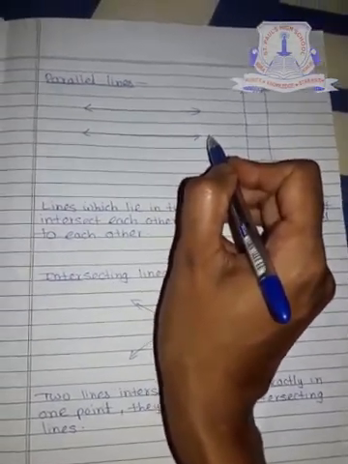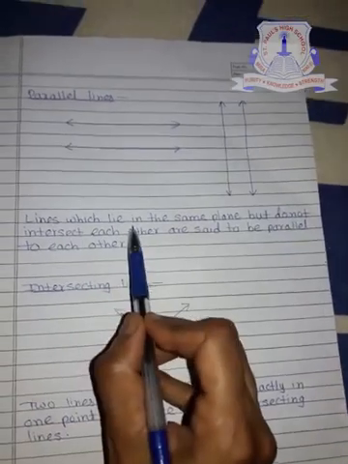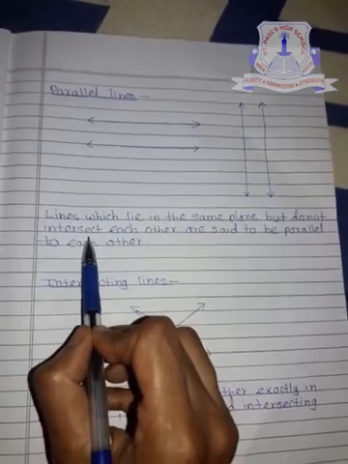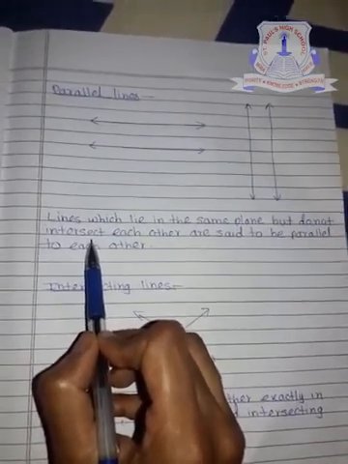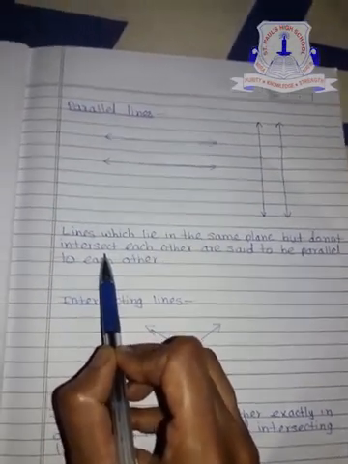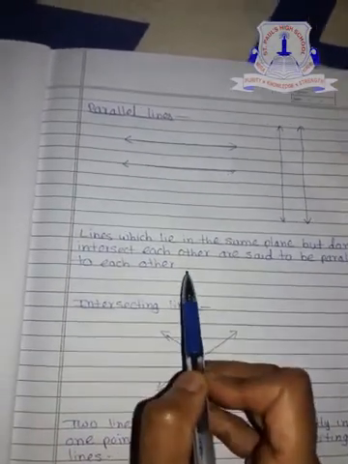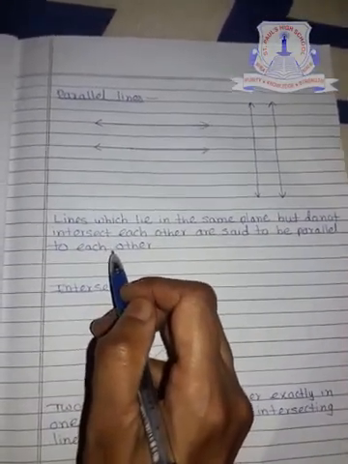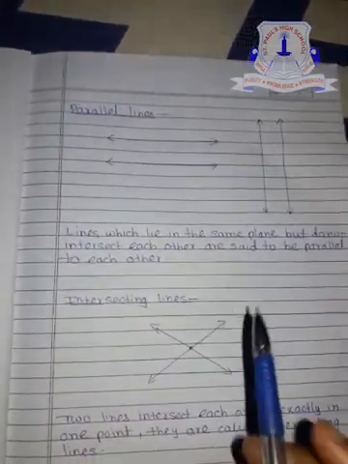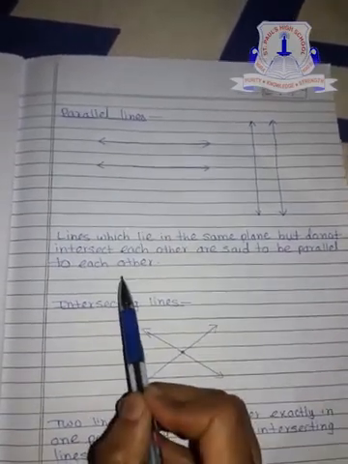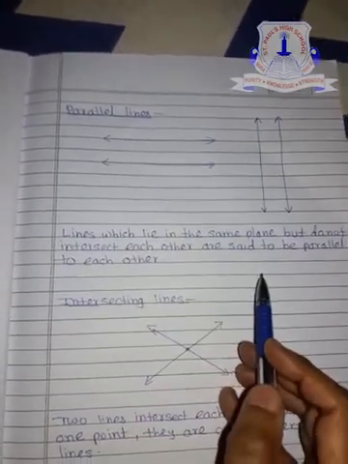So what is the definition of parallel lines? Lines which lie in the same plane but do not intersect. What is the meaning of intersect? Intersect means they touch or cut each other. So lines which do not intersect each other are said to be parallel to each other. Understood? After that, what is an intersecting line?